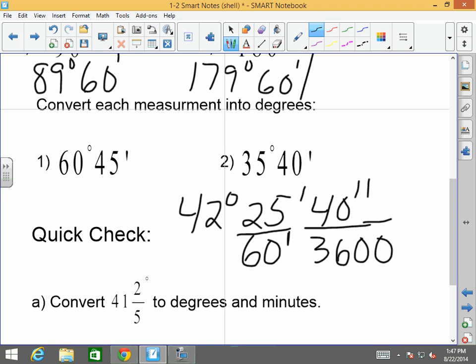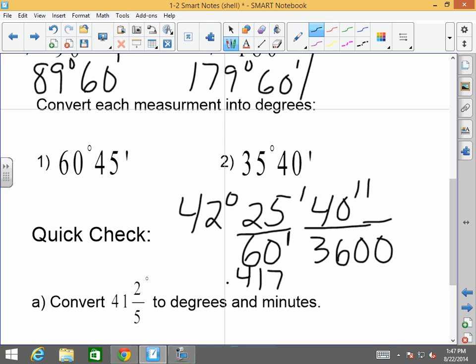Promise? All right. So let's go ahead and do the calculations here. We got 42 degrees, and then 25 over 60, and then you would add that to 40 over 3,600. I'm going to go ahead and cheat and use a calculator. So I got 25 divided by 60. That'd be 0.416 repeating. So that's 0.41, we'll call it 7.